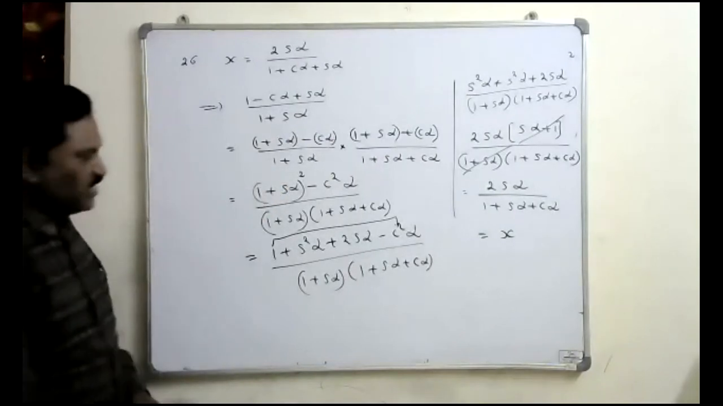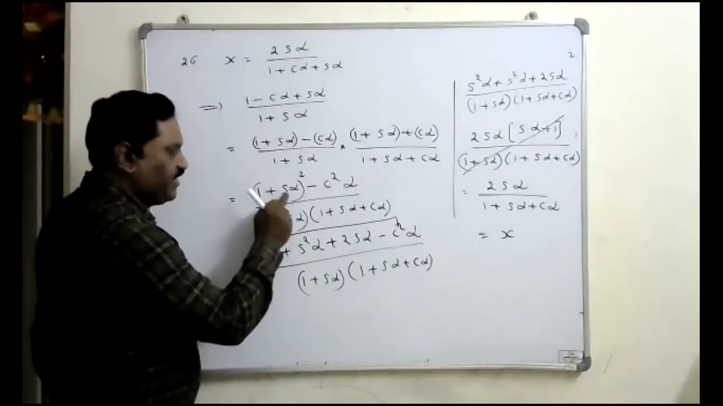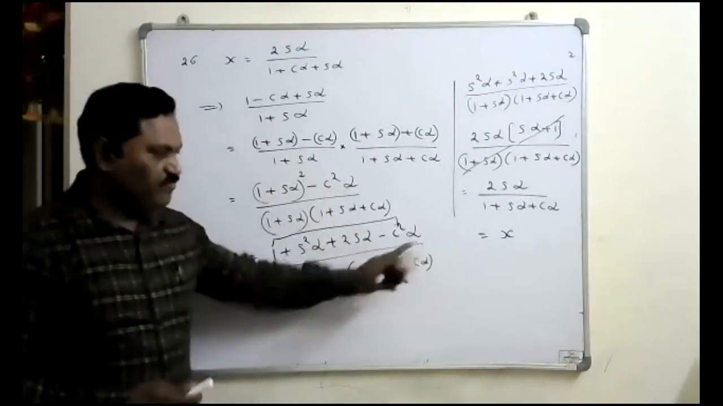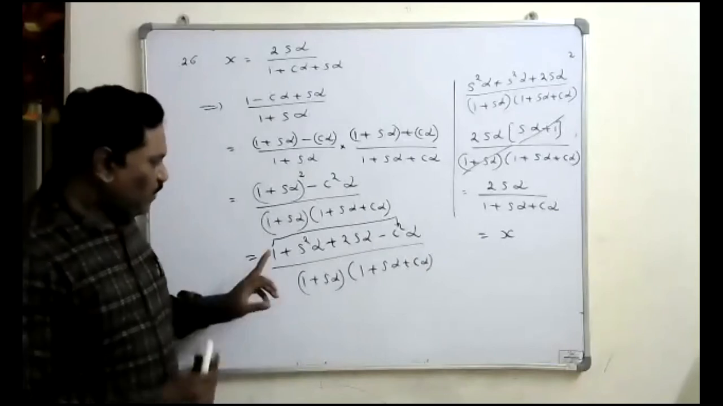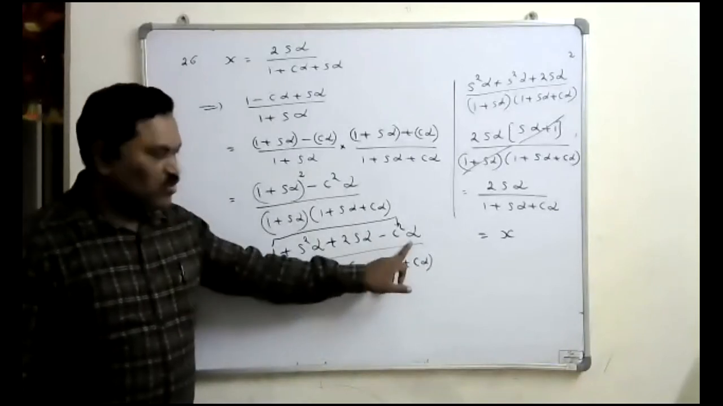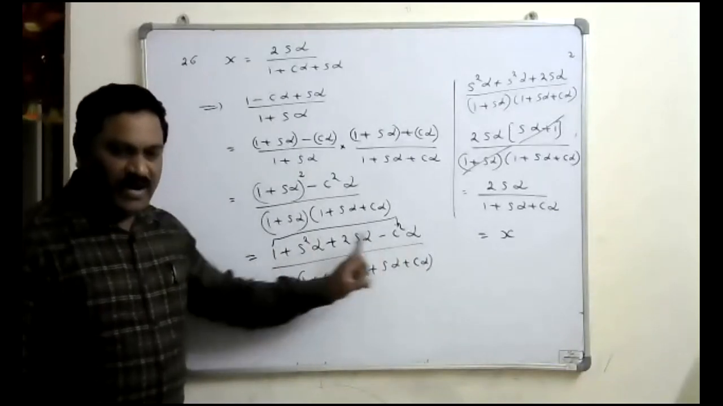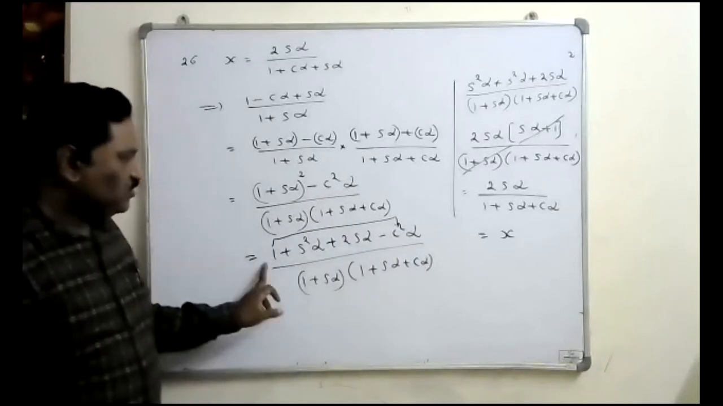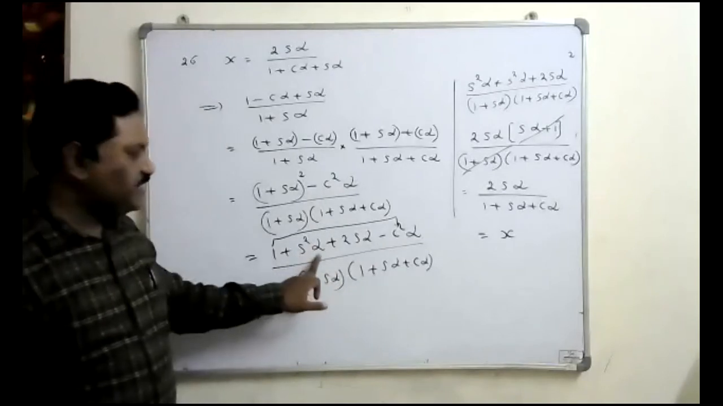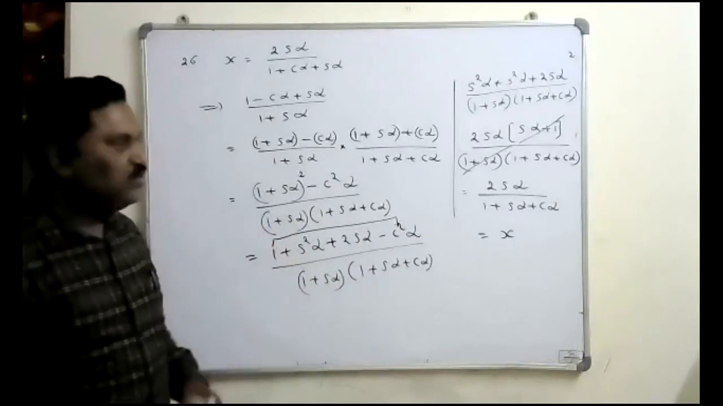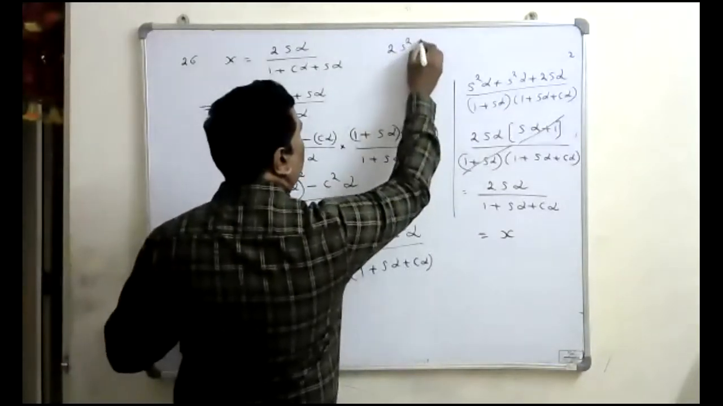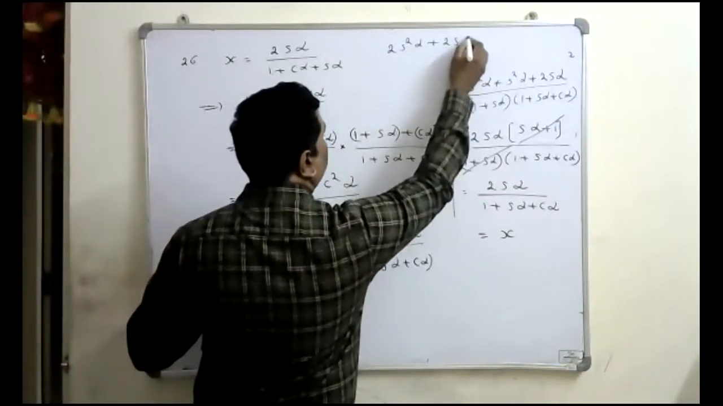Expand it: 1 square, plus sin square alpha, plus 2 sin alpha we got, minus cos square alpha. Now इधर देखो पहले टर्म 1 minus cos square alpha, we can write sin square alpha. So this is sin square alpha. Already sin square alpha is there. Total will become 2 sin square alpha. Means in the numerator we will get 2 sin square alpha plus 2 sin alpha.